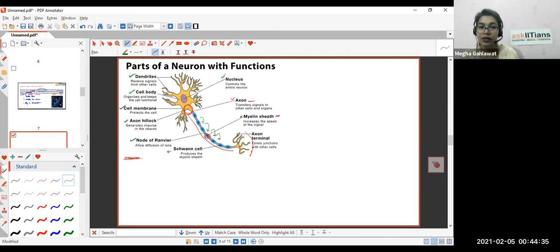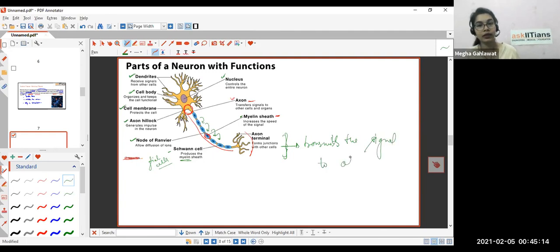And when we have the Schwann cells, think of them as a type of glial cells which help in the production of the myelin sheath, maintenance of the neuron, and help in the transmission of signal, right? Then we have the axon terminal. The axon terminal is responsible for converting the electrical signal back into the chemical signal and transmitting the signal to the other cells.